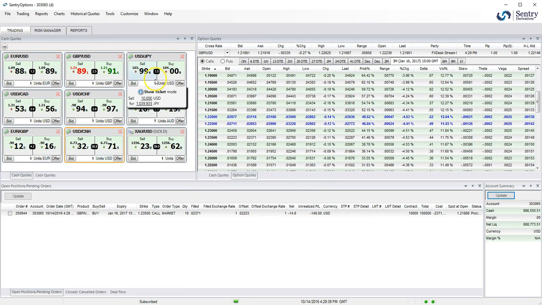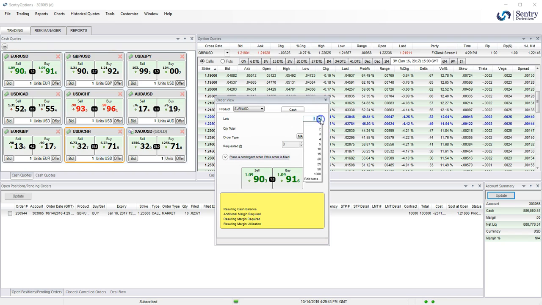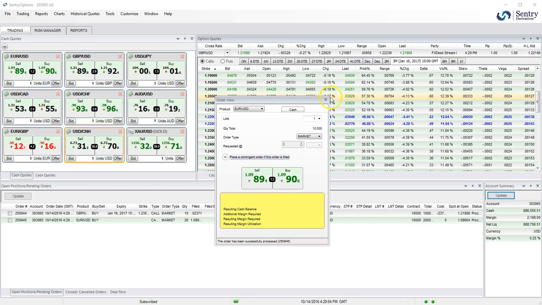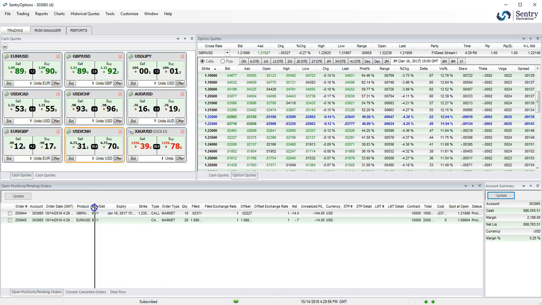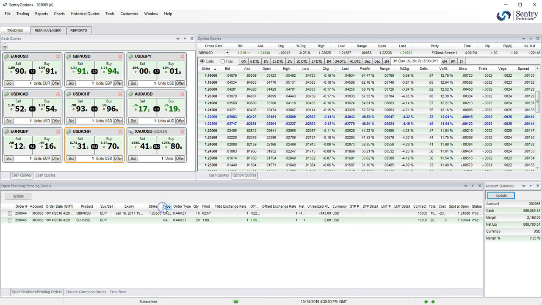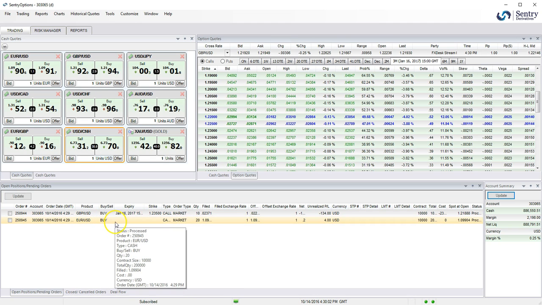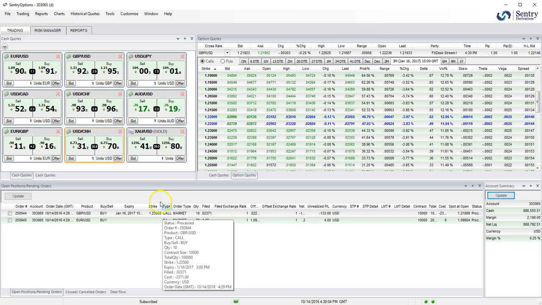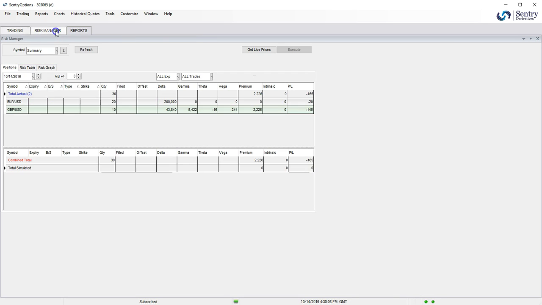Let's put on a second position in Eurodollar spot. Let's just buy 200,000 of a spot position at 109.90. Okay, that's done. So we have two positions. One is a cable 123.50 strike call. The other is a Eurodollar spot position. Let's go over to the Risk Manager and see what this looks like.